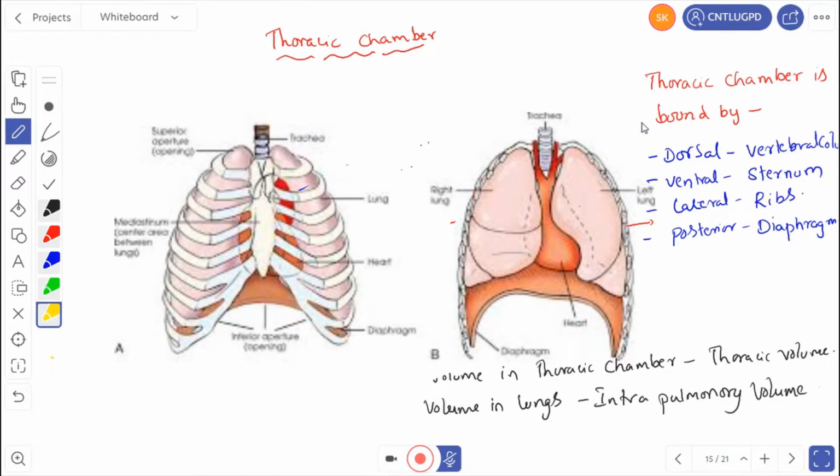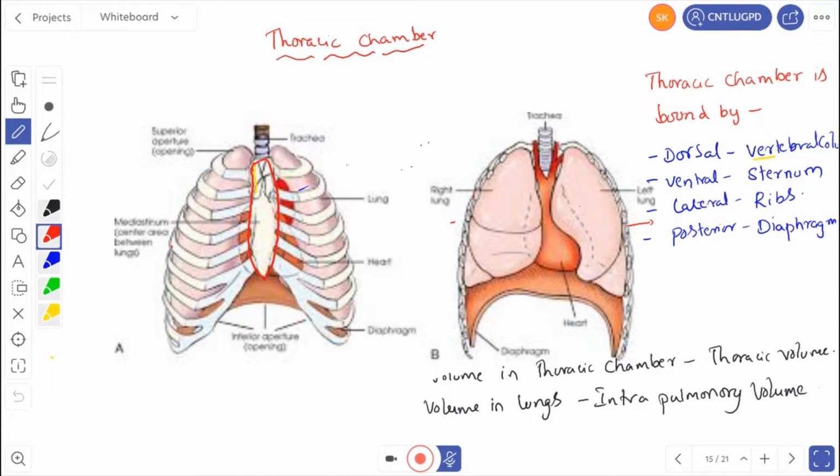So in that, the thoracic chamber. How is the thoracic chamber formed? On the dorsal side we can see the presence of the vertebral column. On the ventral side there is the sternum, which I am marking with the red color. Yeah, this one is the sternum. So on the ventral side there is a sternum, right?